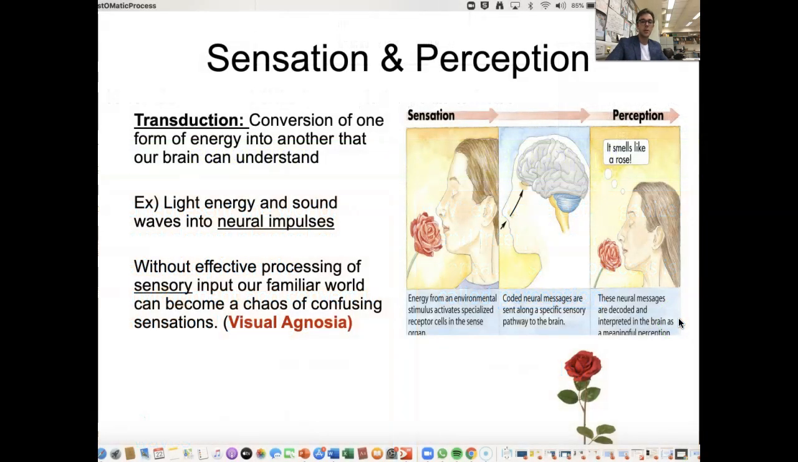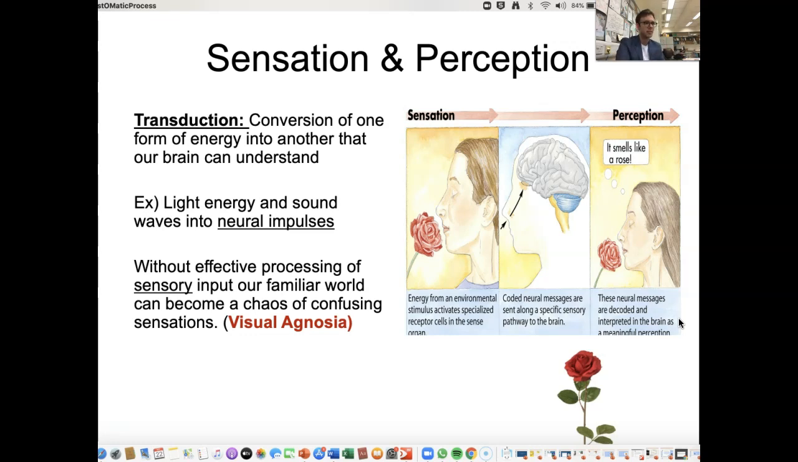So let's look at an example here of sensation and perception working together. Here we have an image of a rose. We're going to process this rose. If you look at that image without building off of your previous schemas of what a rose is, it's just an intricate red form with a linear green stem and some leaves on it. So that's what a rose technically is, but it means something more to us.